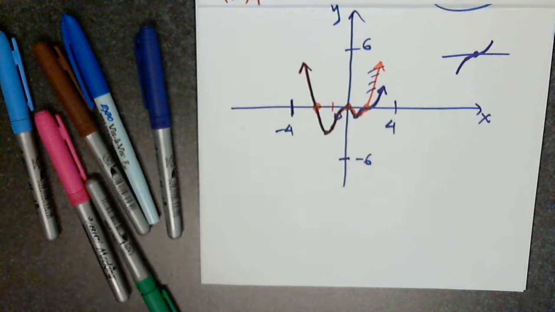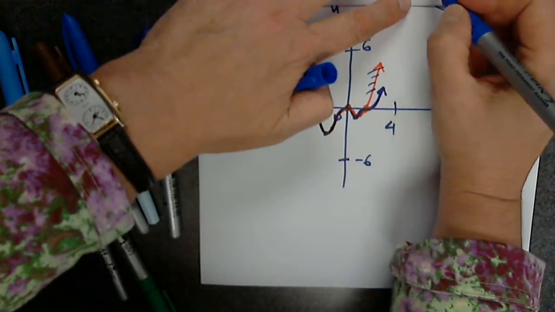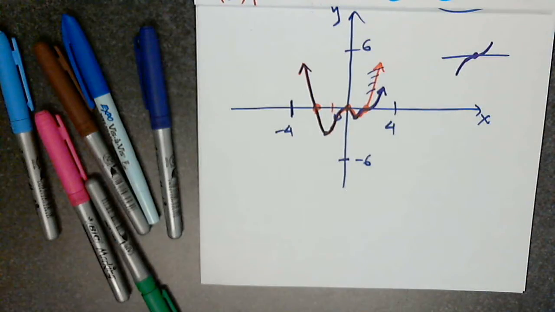So I'll put that in my chart at 0.42, negative 0.08. And now I have to zoom out to get this minimum. So I'm going to change the viewing window. I only care to change the y minimum into negative 15 and with a scale of 5. I'm not changing anything else.